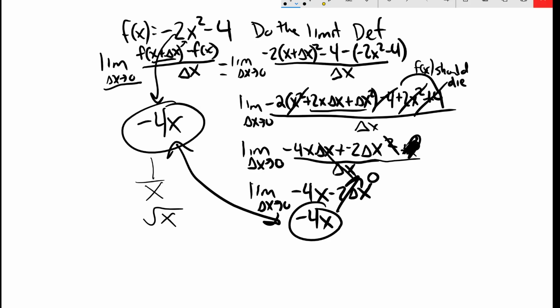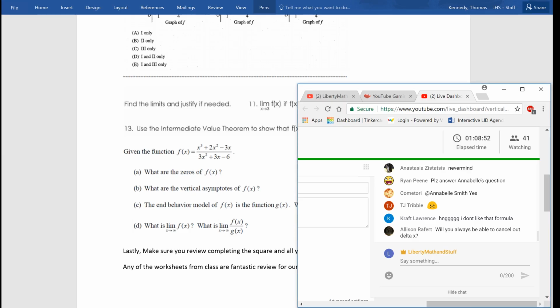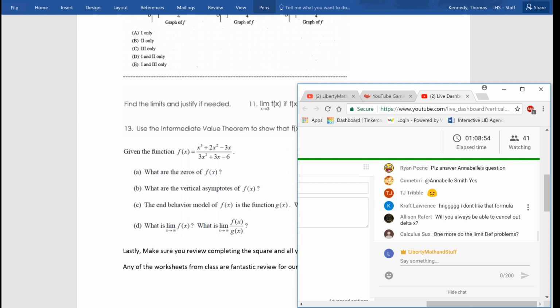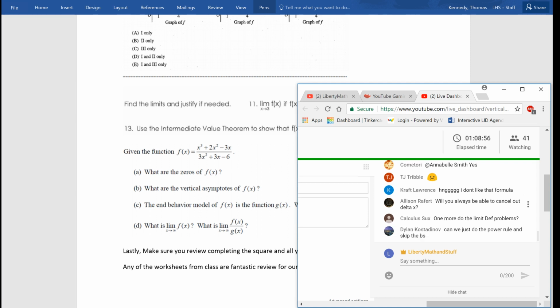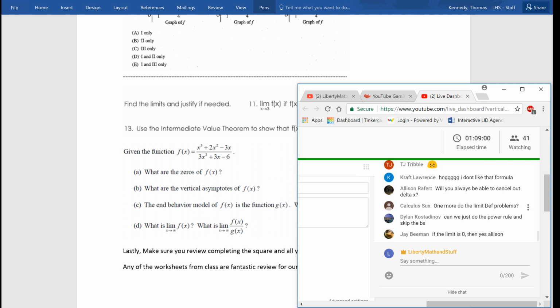Alright, let's see how that was received. I don't like that formula. Rip. Will you always be able to cancel out the delta x? Yeah, or it'll just go away. Can we just do the power rule and skip the BS?